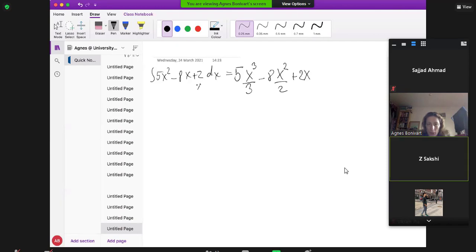2 equals 2 times x to what power? Here, what do we have? 0. Yes, because it is 2 times x to the power 0, which is 2. So 0 increased by 1 is 1, and then we need to add a constant.